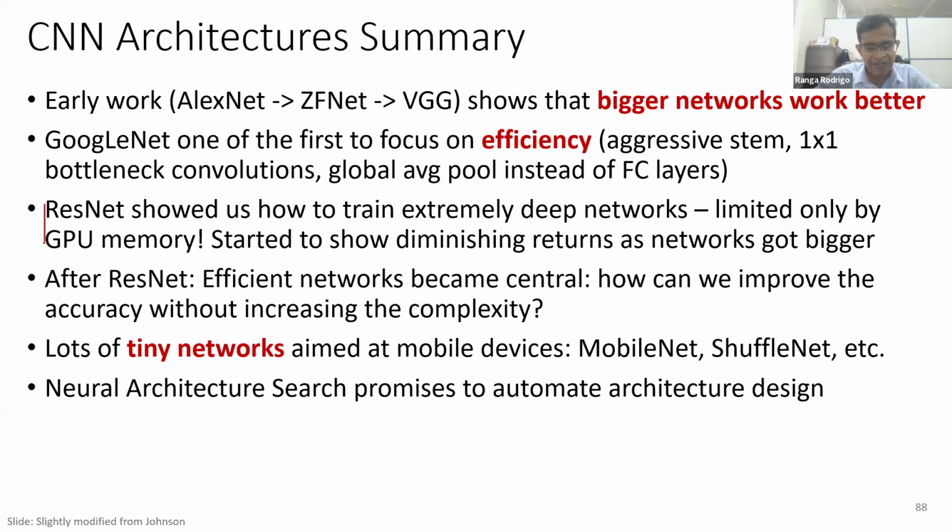ResNet showed us how to train extremely deep networks, limited only by the GPU memory, but started to show diminishing returns as the network got bigger and bigger. After ResNet, efficient networks became central. How can we improve the accuracy without increasing the complexity? Lots of tiny networks aimed at mobile devices, MobileNet, ShuffleNet, and others. Neural architecture search promises to automate architecture design.